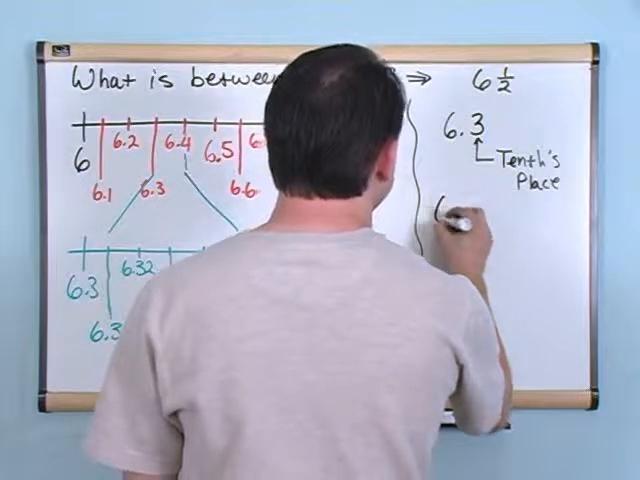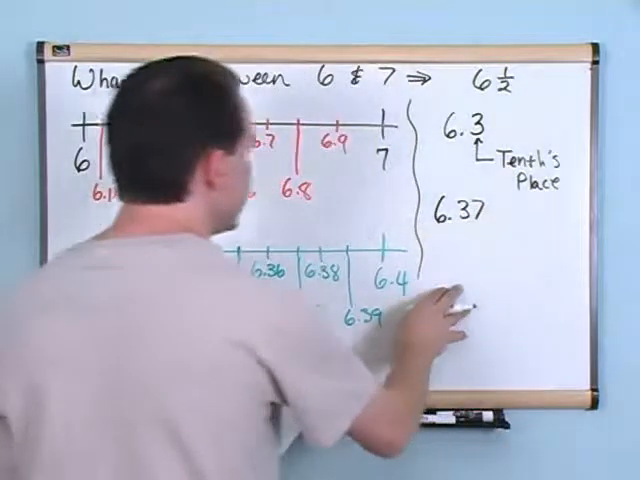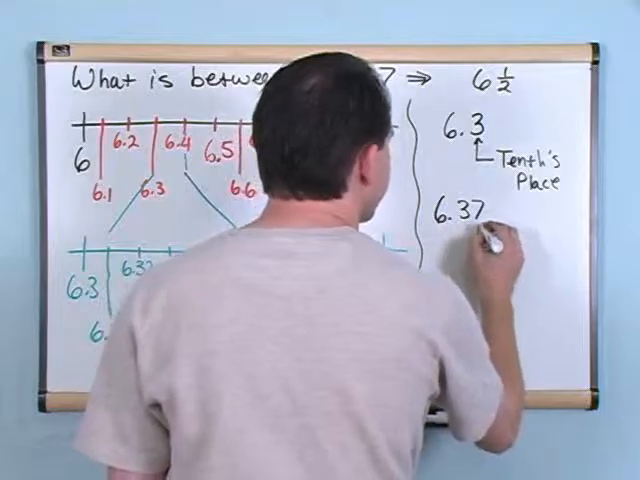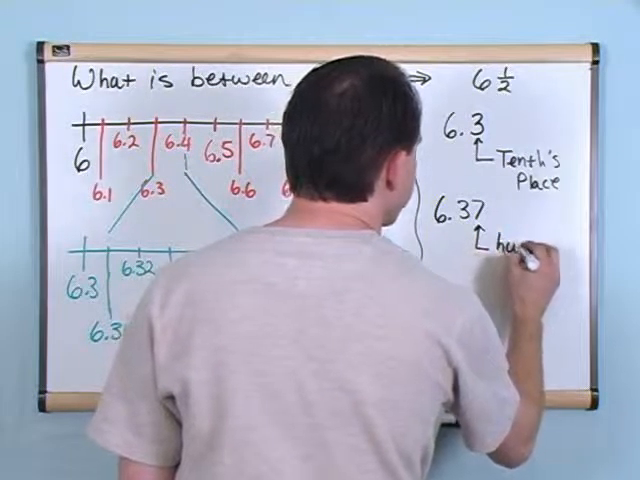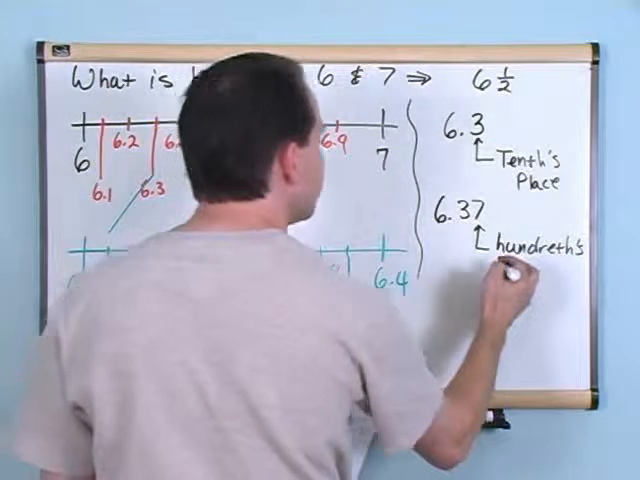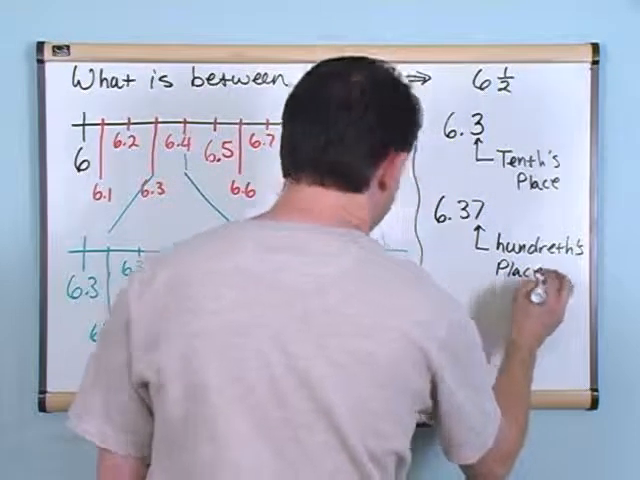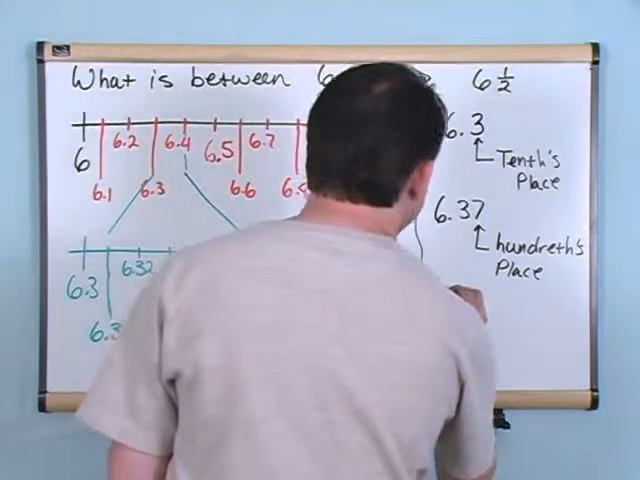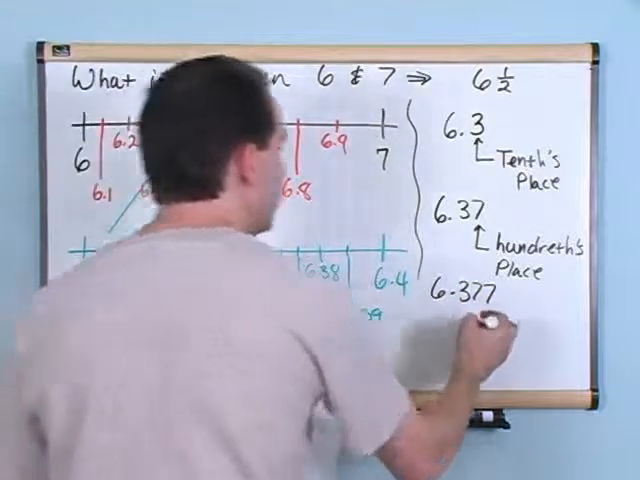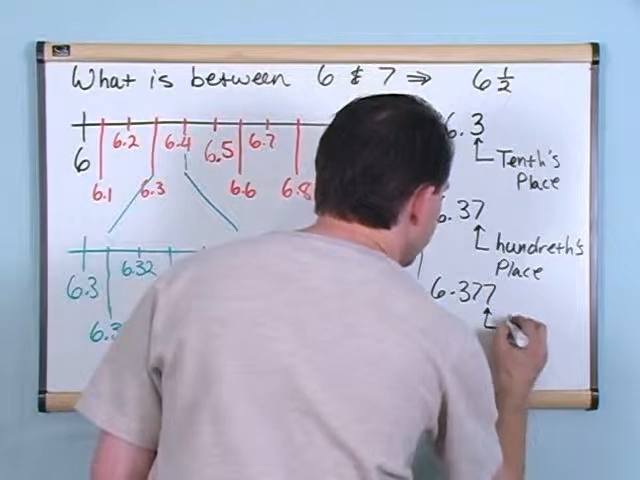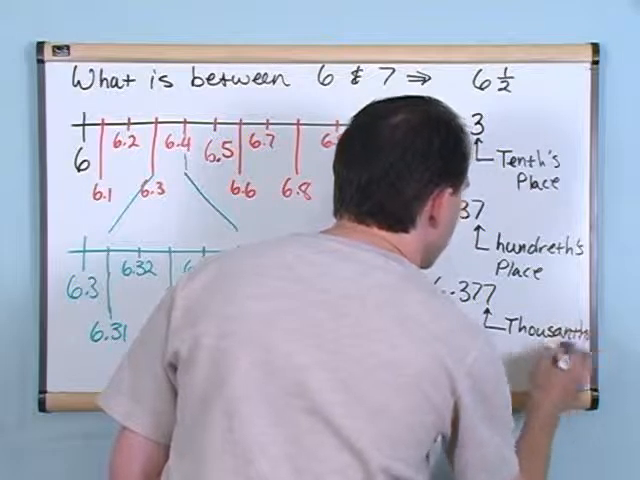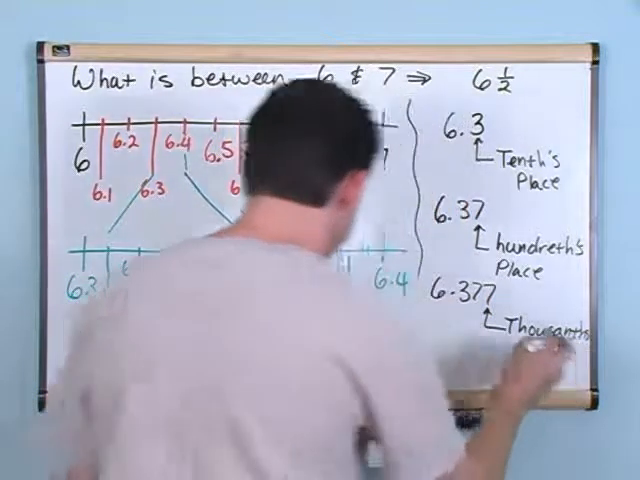So if you had a number like 6.37, remember this first digit is called the tenths place. Well, this second digit is called the hundredths place. And then if you had something like 6.377, if you added another digit here, then this last digit would be called the thousandths place, and so on.